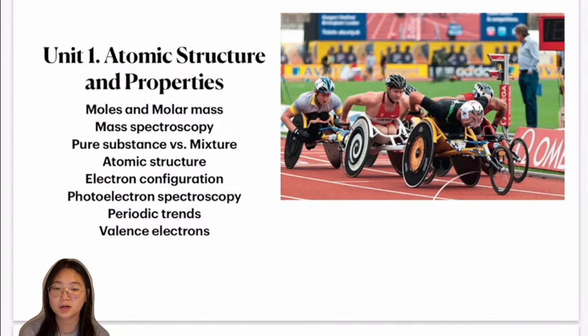And next is periodic trends. So there are four chemical quantities that you need to memorize when it comes to periodic trends, including the atomic radius or the atomic size, the ionization energy, the electronegativity, and then electron affinity. There are four in total. And the last but not least is the valence electron. So after we learn the valence electron, then we can talk about the ions and then the ionic bonds in Unit 2. So that's it for Unit 1.